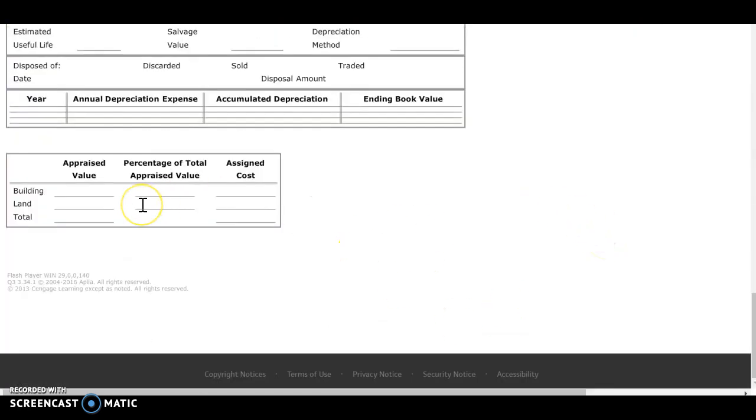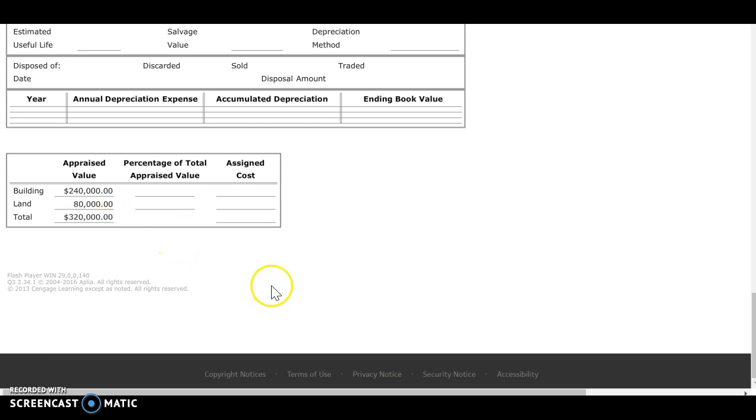I thought they had a spot for us to figure that out. So if you scroll down to the very bottom, they have a little spot where you can fill in this information to help us find it. So here, we're going to take the appraised value of the building, which was $240,000. And then we have to figure out the percentage. I'm going to fill in the appraised value of the land, $80,000. To figure out the total appraised value, we're going to add those 2 together, and so that would be $320,000.